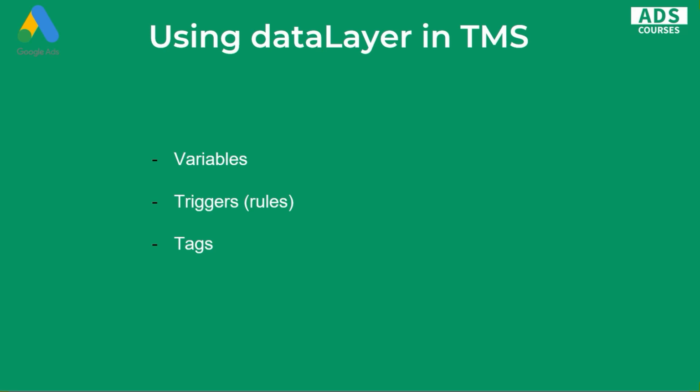Okay, so enough of the theory. I will show you how it looks in practice on some very simple data layer examples. But in general, to use the data layer, you would want to implement the data layer on your website, create variables, and then create a tag with a specified trigger. So the rule that will fire your tag, which will use the data layer from your website.